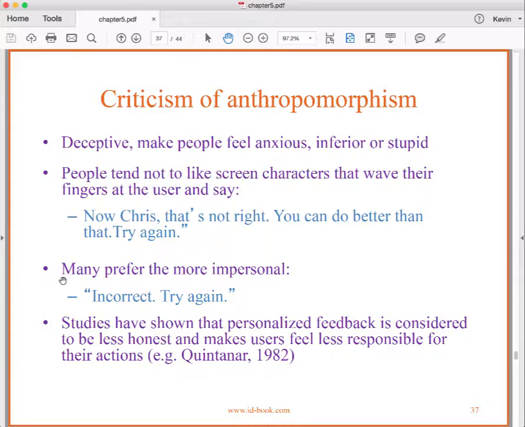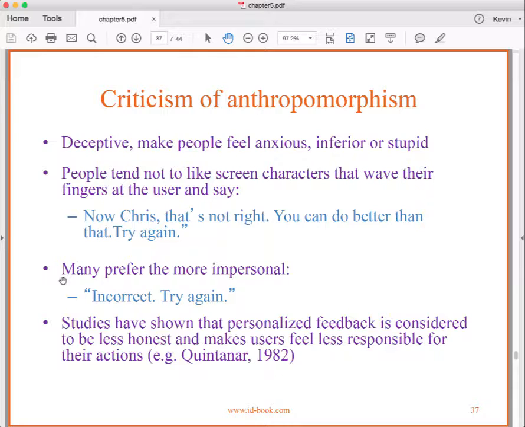Criticisms of anthropomorphism: it's deceptive. It can make people feel anxious, inferior, or stupid. Well, it depends on what you say and how you say it. People tend not to like screen characters that wave their fingers at the user and say, "Now, Chris, that's not right." But of course, they don't like humans that do that either. They may prefer it more impersonal.